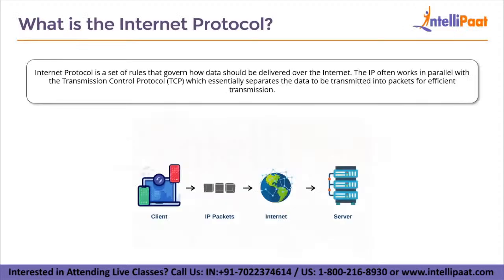The Internet Protocol is a set of rules that govern how data should be delivered over the internet from one node to the other node, that is, from the source node to the destination node. The Internet Protocol often works in parallel with the Transmission Control Protocol, that is TCP, which is another set of rules. TCP essentially separates the data to be transmitted into smaller pieces called packets, and this is done for the need of efficient transmission. Since they are codependent on each other, they are generally referred to as the TCP/IP protocol.